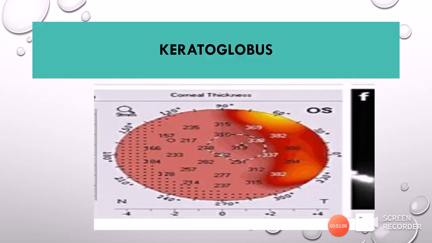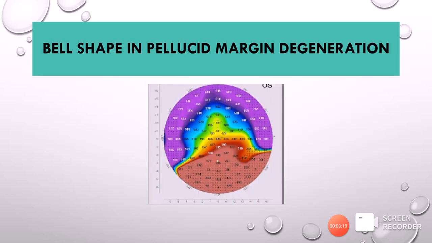Now this is a picture. We can see the entire cornea itself is looking red because there is an almost global thinning of the cornea, and this is seen in keratoglobus. Similarly, in pellucid marginal degeneration, we all know that there will be inferior thinning, and the type of map on the thickness map is the bell-shaped map.